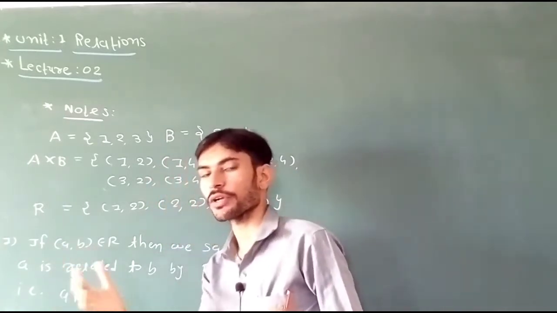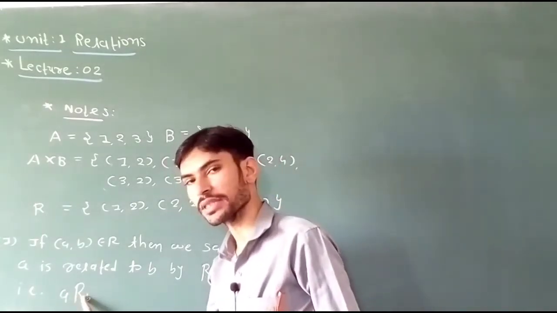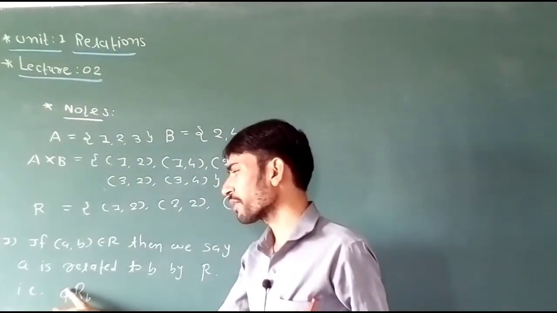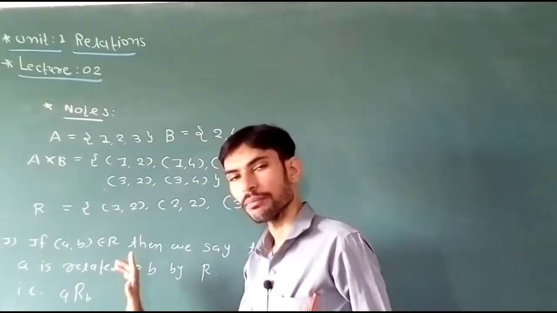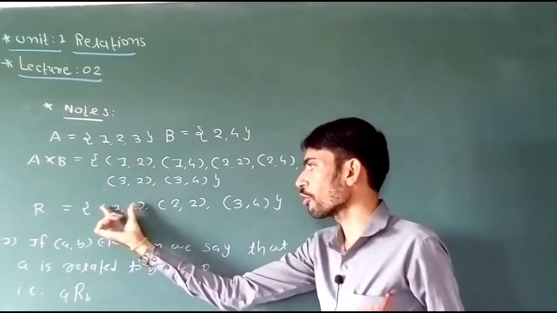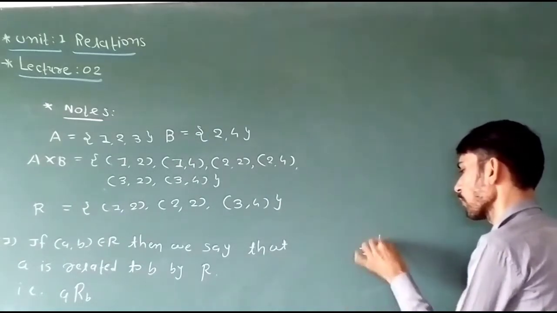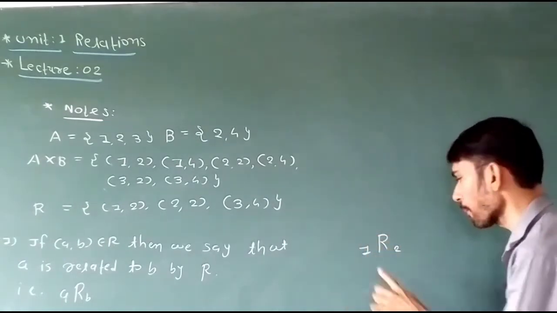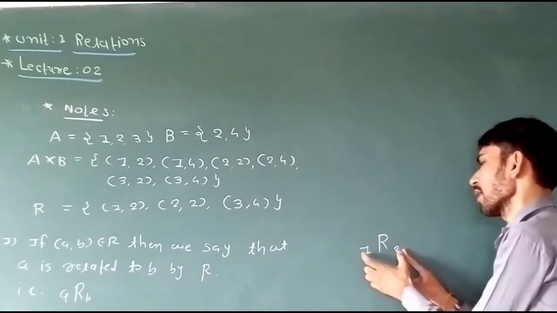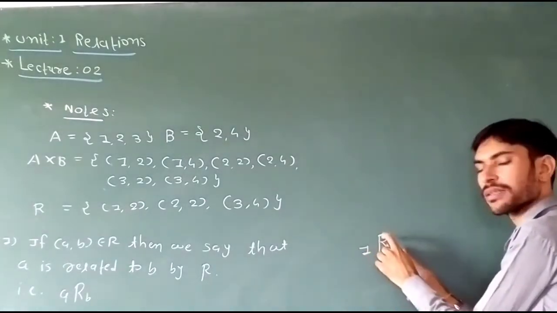If any pair belongs to the relation, then we can denote it this way: a R b. It means that the pair (a,b) belongs to relation R, that there is some relation between the elements a and b. Ready? Now look at the relation R. In this set, the pair (1,2) belongs to our relation. So we write 1 R 2. It means that the pair (1,2) belongs to relation R, so there is a relation between the elements 1 and 2 under the relation R.